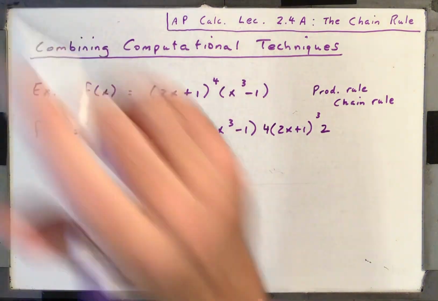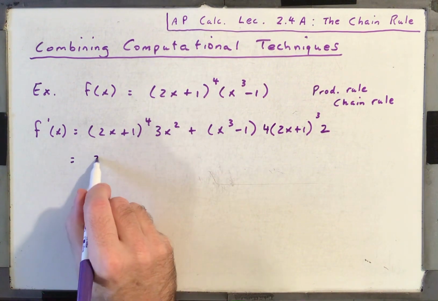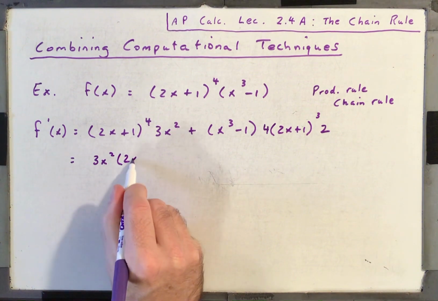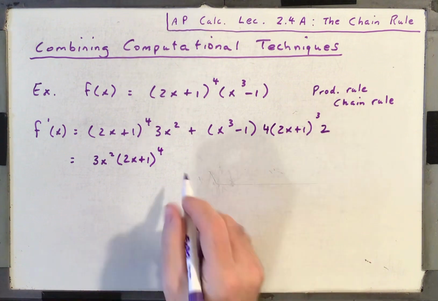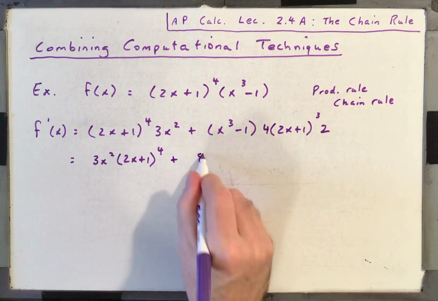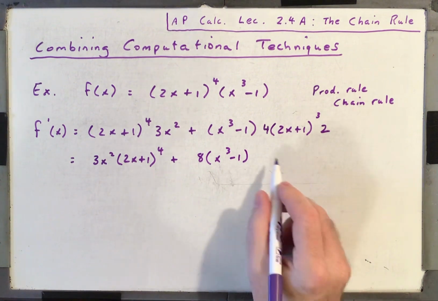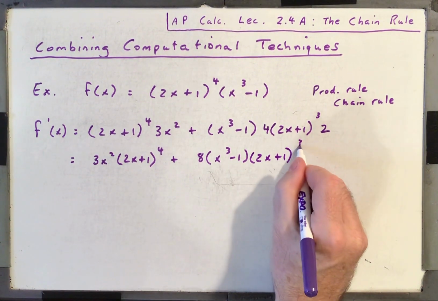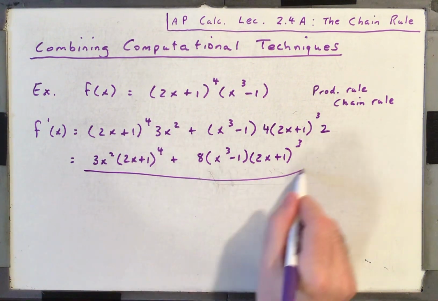Okay, so we're going to clean this up. I usually like to bring the non-parenthesis term out front. So 3x squared times 2x plus 1 to the fourth. And then 4 times 2, so that'd be plus 8 times x cubed minus 1 times 2x plus 1 all cubed. So that's really the best way to write that.